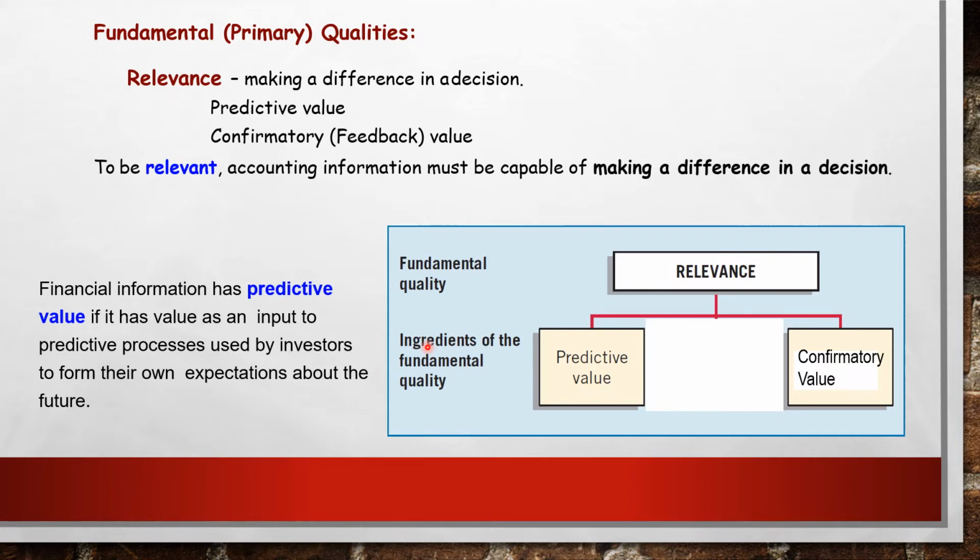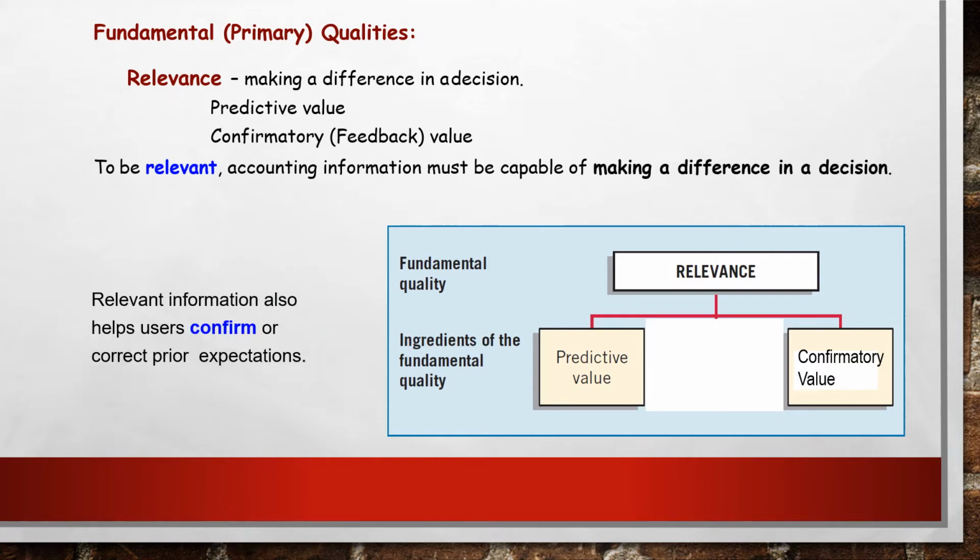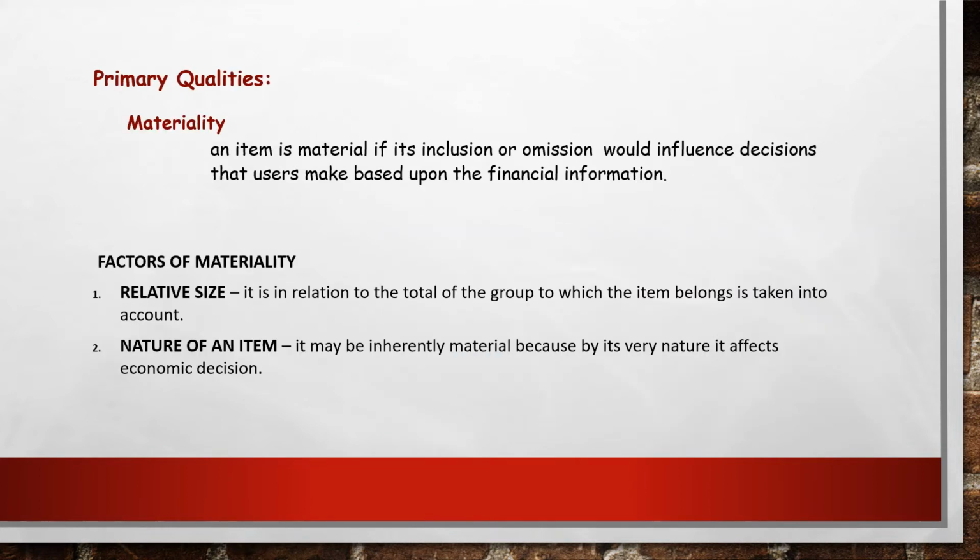If it is not relevant to the future, it is already stale, then that is not relevant at all. It has no predictive value. The second subcomponent of relevance is the confirmatory value. Relevant information also helps users confirm or correct prior expectations. So, predictive value and confirmatory value. Another primary quality is materiality, which is actually a subcomponent of the relevance attribute. An item is material if its inclusion or omission would influence decisions that users make based upon the financial information. It is material if including or deleting it would really affect the decision the user makes based on the presented financial information.